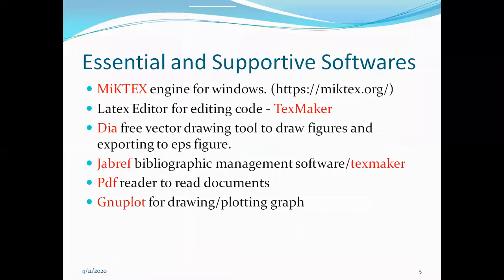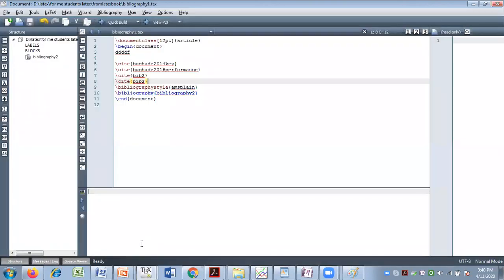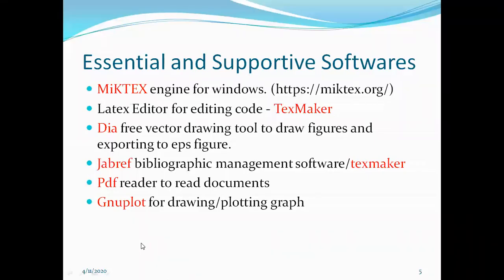So basically, these are the essential and supportive software required. A TeX engine is required, right, for Windows. I'm telling for Windows. Then a LaTeX editor, that is TeXmaker, right? This is the TeXmaker environment, in which you can type the code here. Then Dia. Dia is a tool which is used to draw the figures. So we'll see it, right?